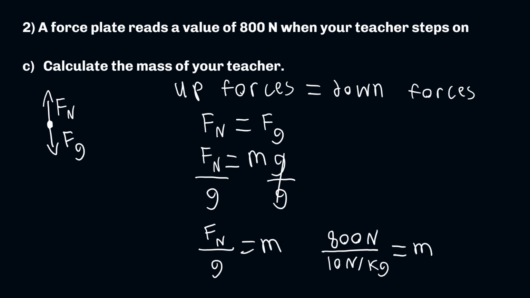With this, newtons is on top, so newtons will cancel out, and kilograms will come to the top. Just put 800 divided by 10 in your calculator, and you should end up with 80 kilograms for your mass. So m is going to be 80 kilograms, and that will be my final answer. If your teacher comes up with 800 newtons on a force plate and you ask them what they actually weigh, that's what it is in kilograms. You can then figure it out in pounds if you're in the US.